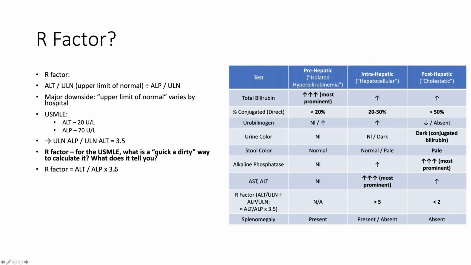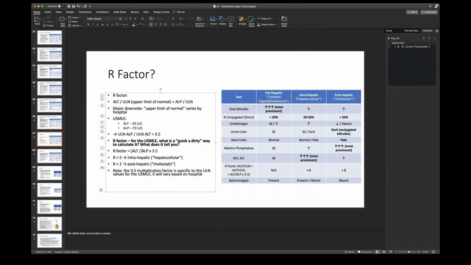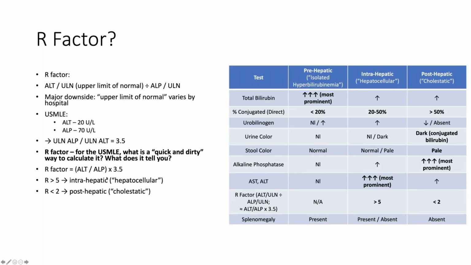So in other words, all of this times 3.5, right? So this is written with the correct order of operations, but I just want to make this really clear. So in other words, if R is above 5, that tells you that it's hepatocellular. If R is less than 2, that tells you that it's cholestatic. And so again, this quick and dirty way really is only USMLE specific. It will vary depending on the hospital.